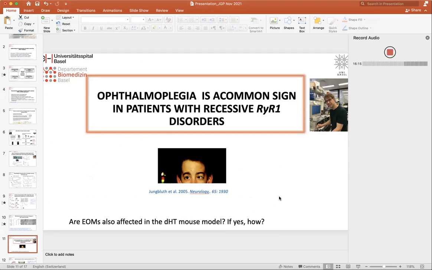Now, if you remember, I told you those are the characteristics of the fast twitch EDL and soleus muscles. But if you remember at the beginning, I said that patients with multi-minicore disease or recessive mutations also have ophthalmoplegia. So these are the characteristics of these patients. And we were interested in knowing if our mouse model also had affected extraocular muscles, and if yes, why these muscles were also affected.